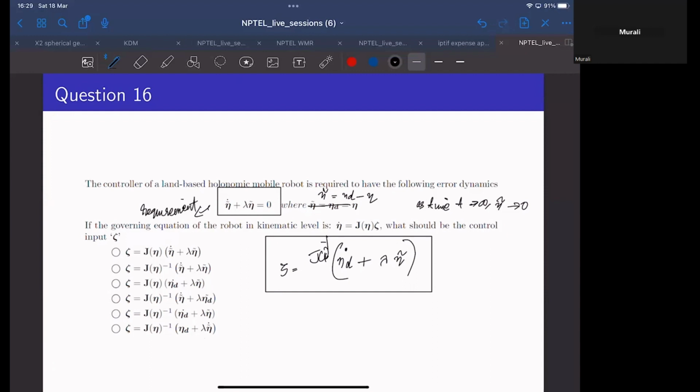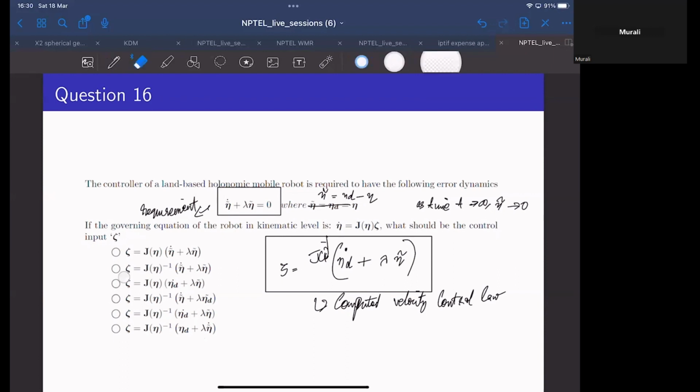this is how we want the robot to behave as per the first order error dynamics. And the outcome of this requirement is the computed velocity control law. We have already derived it in a previous question. So in that regard, the correct option is option C, I guess.